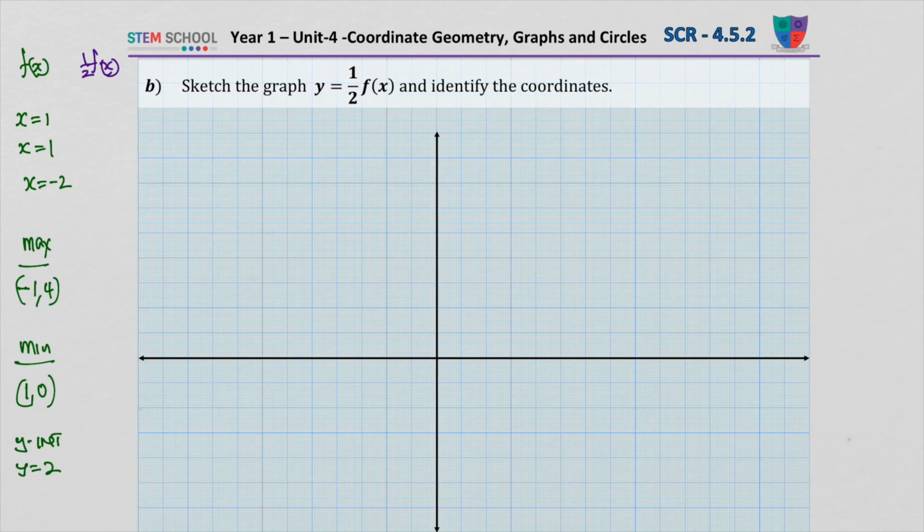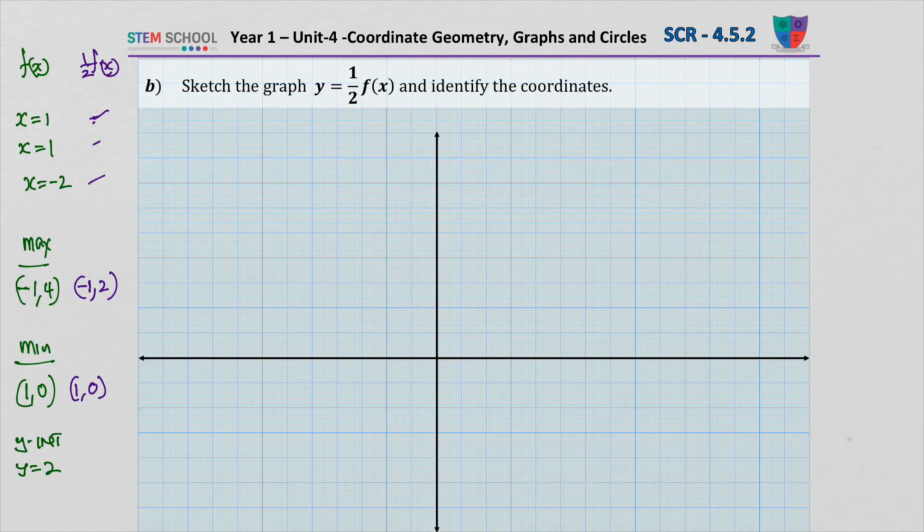The maximum will be, you multiply 4 by a half, so that'll be minus 1 and 4 over 2, which is 2. For the minimum, you're going to get 1, and 0 divided by 2 is still 0. The intercept on the y-axis, because you're only changing the y values, you're going to get y over 2, so that would be 1. So y equals 1.